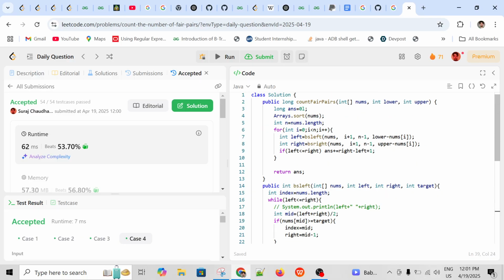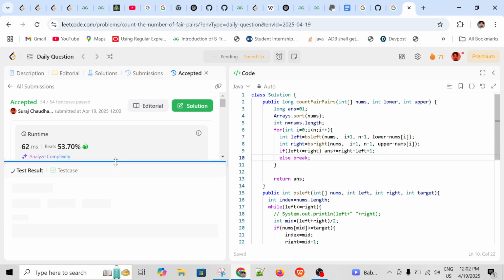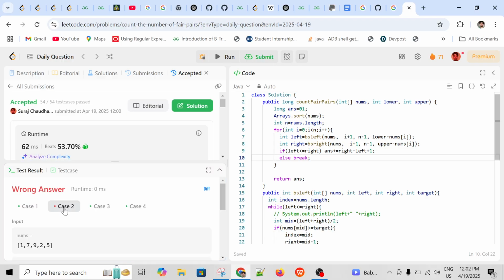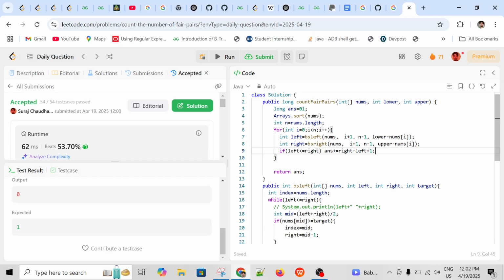And one more experiment I need to do, that okay, whenever it will not hit, we will break. Let me try it with swap. No, in case of 2 it is not working, so you cannot break out, it is not working. So this is all about the solution.